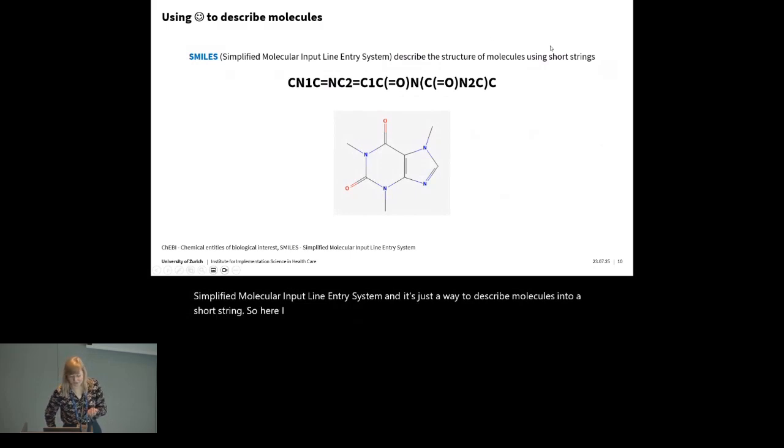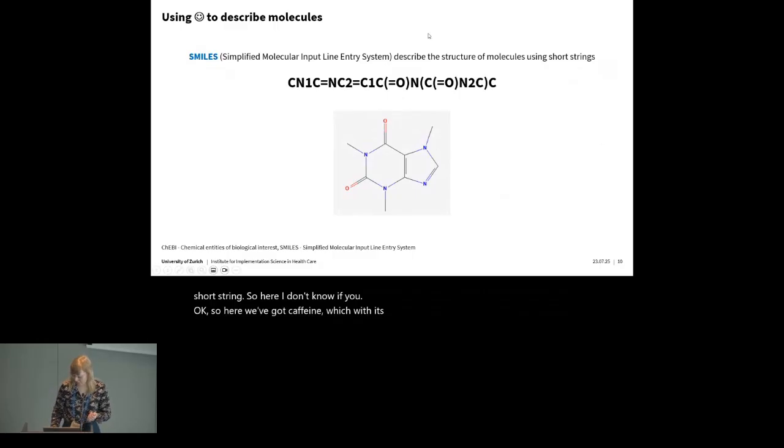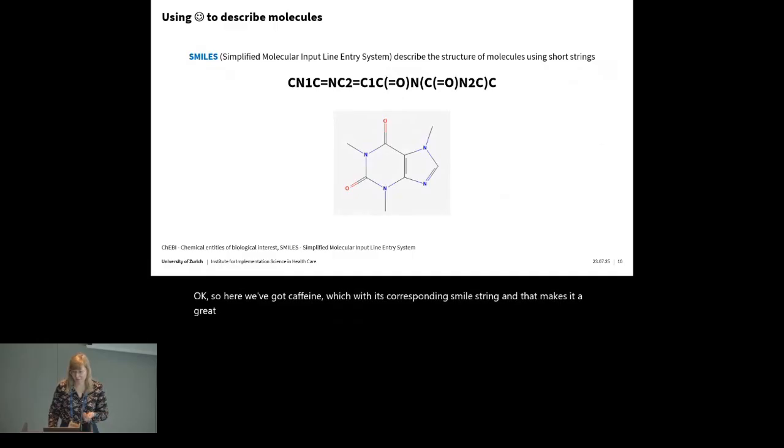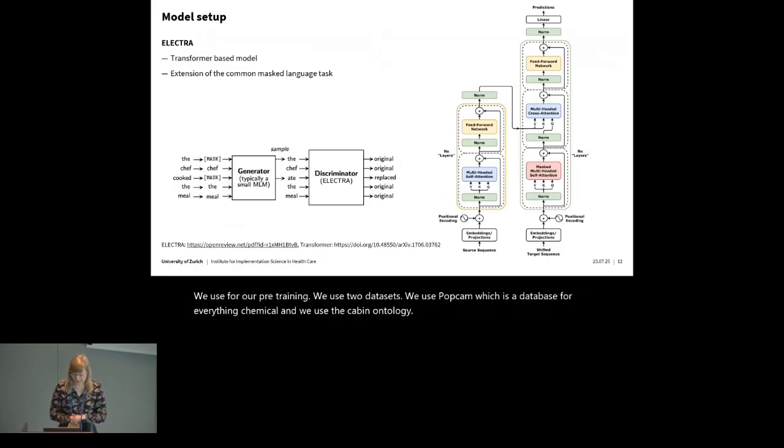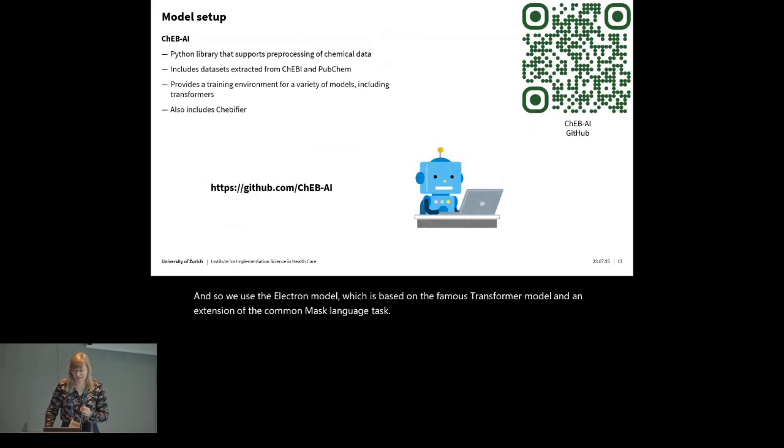So here we've got caffeine, with its corresponding SMILES string. And that makes it a great candidate for language-based models. For our pre-training, we use two data sets. We use PubChem, which is a database for everything chemical, and we use the ChEBI ontology. So we use the Electra model, which is based on the famous transformer model, and an extension of the common masked language task. And so we built a Python library, which is called ChemBerta.